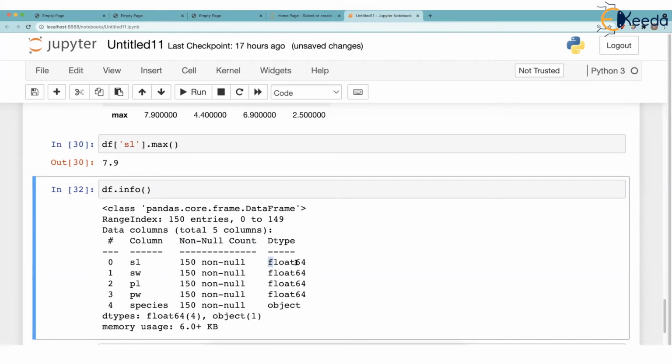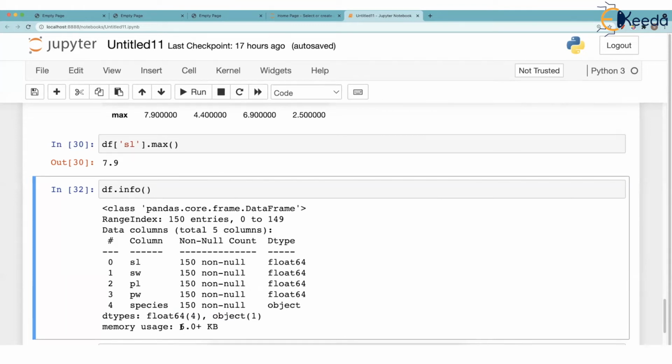And what is the data type? Float 64 bit. So each value of SL is going to eat up 64 bits, sorry, not bytes, 64 bits of memory. Each of them is a float, whereas species is object. Actually, it is object of str, string. That's not shown, but it is definitely an object. So what are the various data types? Four columns are of type float64 and one column is of type object.